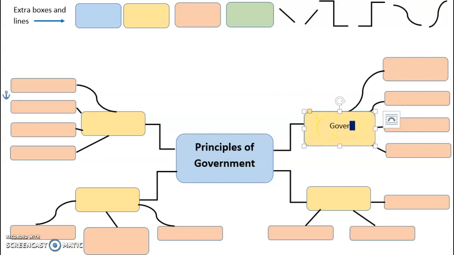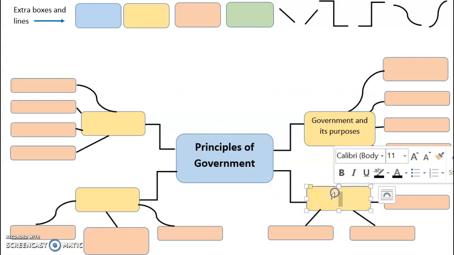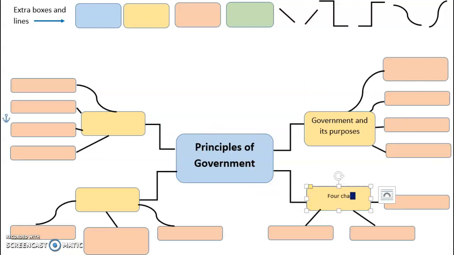So we are going to type in Government and Its Purposes. And then the next title is 4 Characteristics of a Nation State. So I am going to put that right here, 4 characteristics of a nation state. Okay, that title was on page 3.